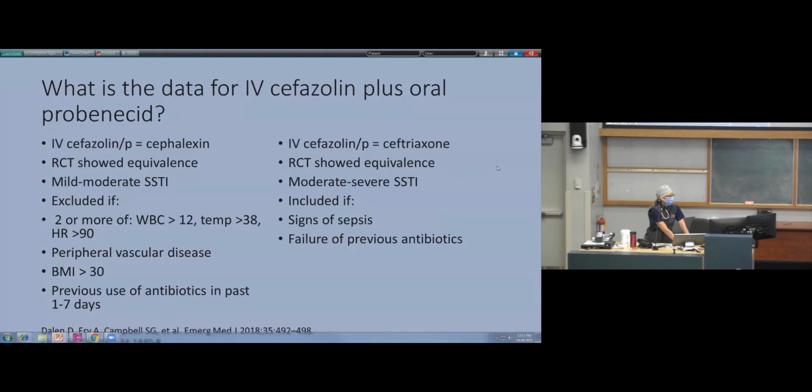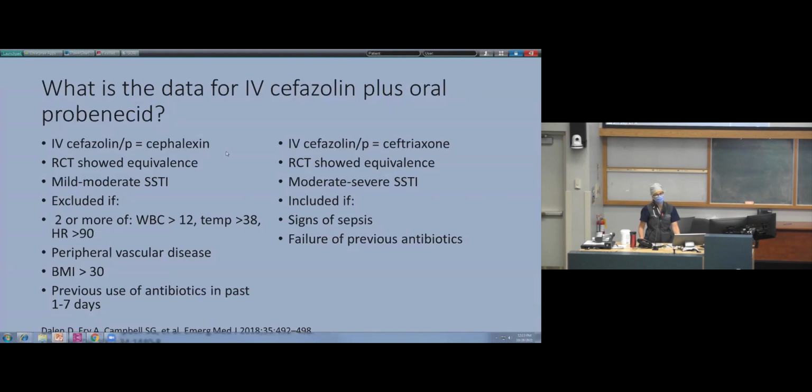And these were patients who had sort of moderate to severe skin and soft tissue infection. So they were allowed to be in the trial if they had signs of sepsis like fever and tachycardia, and also if they had failed previous oral antibiotics. And basically, this showed equivalence between IV cefazolin with probenecid versus IV ceftriaxone. Now, there's actually a more recent trial which was published, and this was actually done in Kelowna. And what they did in this trial was they said, well, you know, we're giving IV cefazolin with oral probenecid, but maybe we could just give them oral Keflex, like cefalexin.